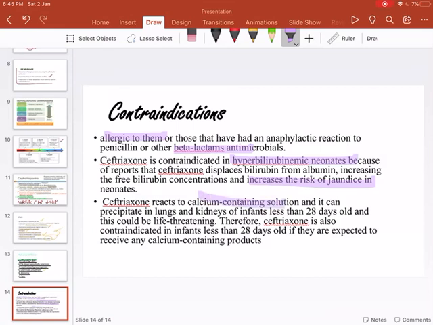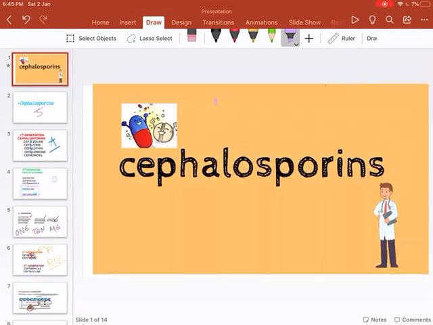Ceftriaxone reacts with calcium containing solution, and this forms precipitate in lungs and kidneys of infants less than 28 days. That is why they are contraindicated in infants less than 28 days old if they are expected to receive any calcium containing products. So this was all about cephalosporins. Hope you have understood well.